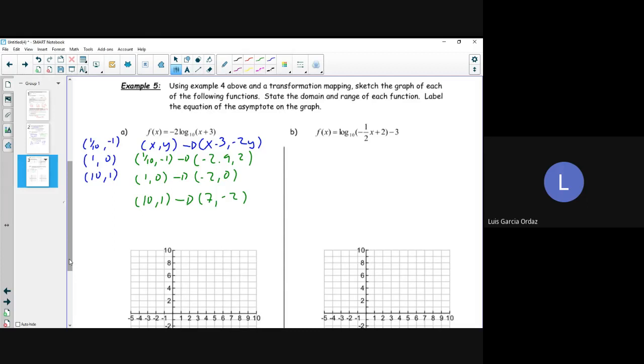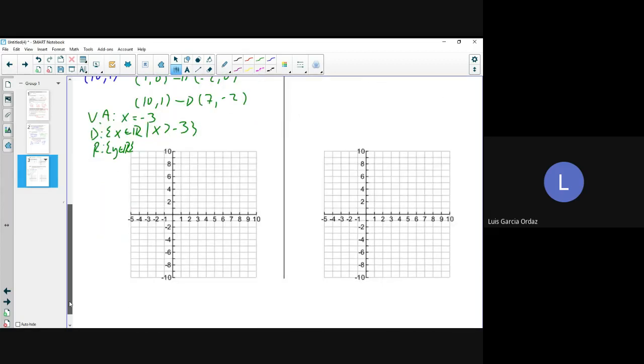Based off the information, what is our vertical asymptote going to be? Our vertical asymptote is x equals negative 3. Our domain is going to be x element of R, such that x is bigger than negative 3. And our range is going to be y element of R.